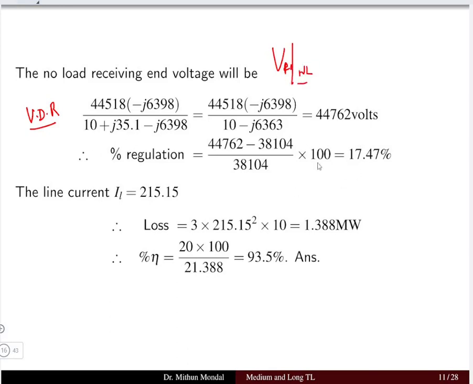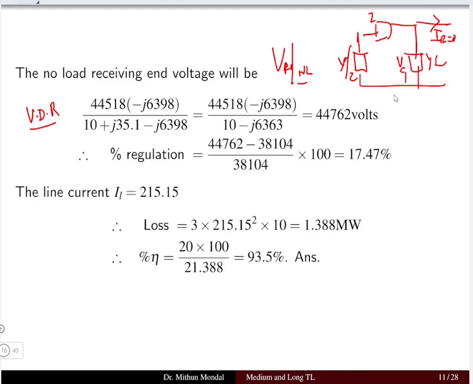Similar to what we have done in the previous one, the only difference is that we have Y by 2 here and here also Y by 2, and in this part we have the impedance Z. Under the no load condition, no current will be flowing here, that is the receiving end current will be 0. So whatever voltage is across the capacitor C1 will be the voltage of the load at the no load condition. We already know the sending end voltage Vs, so we can apply the voltage division rule in this loop. So we'll get 4762 volts.